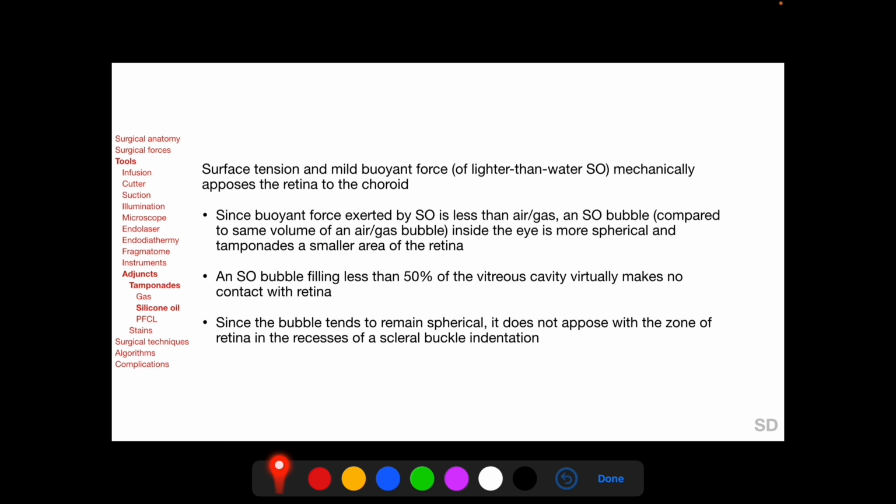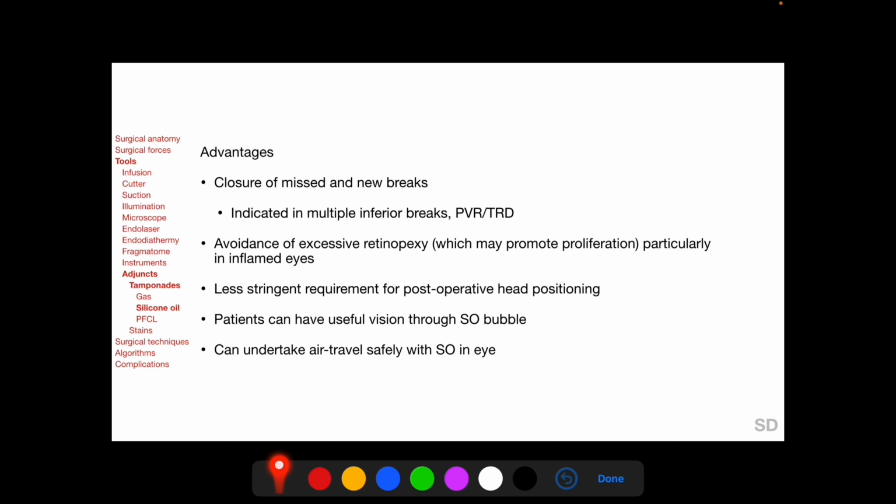Advantages provided by silicone oil include closure of missed retinal breaks and new retinal breaks. Silicone oil is particularly indicated in patients with multiple inferior breaks and in eyes with traction retinal detachment. Other advantages are avoidance of excessive retinopathy and less stringent requirement for post-operative head positioning. Patients can have some amount of useful vision through a silicone oil bubble, and air travel is safe with silicone oil inside the eye.